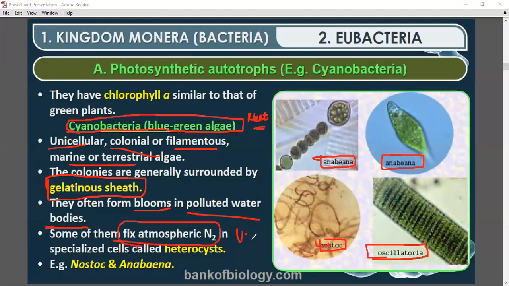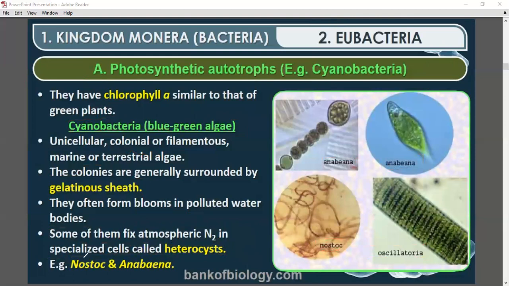Very, very important point. Some of them can fix atmospheric nitrogen through specialized cells called heterocysts. This is a heterocyst. Diagrams are there in the NCERT textbook. For example, Nostoc, Anabaena, Oscillatoria, etc. are examples of what? Cyanobacteria. Is it clear, everyone?